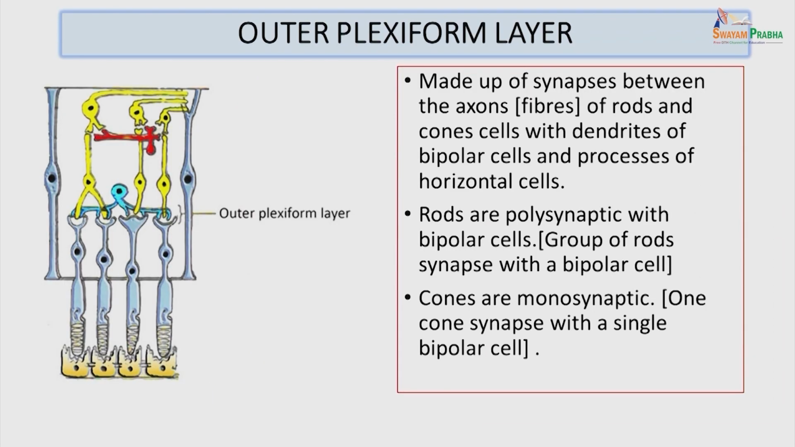Next is the outer plexiform layer. This is made up of synapses between the axons, that is the fibers of rods and cones cells, with the dendrites of bipolar cells and the processes of horizontal cells. The rods are polysynaptic with the bipolar cells, that is a group of rods synapse with a bipolar cell. The cones are monosynaptic. One cone will synapse with a single bipolar cell.